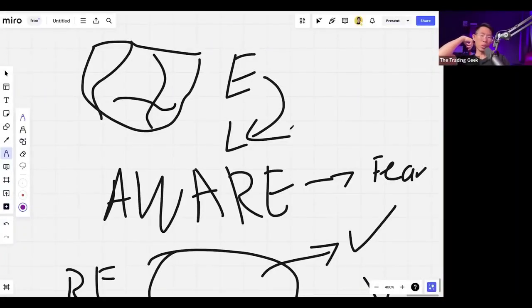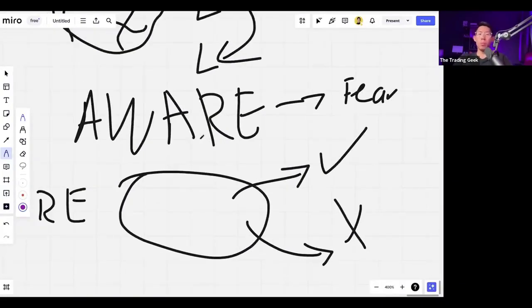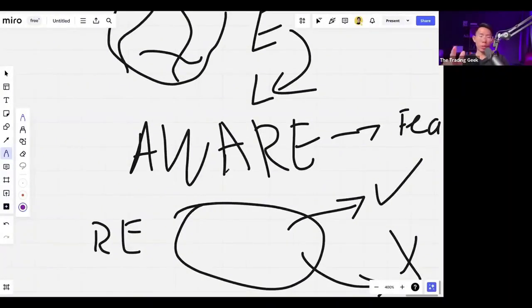I never really like this word, control your emotions. I always think that it's not about controlling your emotions, it's about mastering your emotions. And this is how you can generally master your emotions, by being aware and reevaluating the whole situation as a whole.